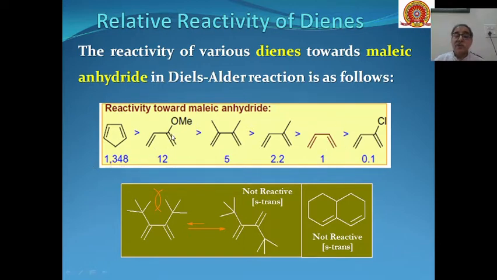Similarly, if you have a methoxy group attached at the second position of the butadiene, then this will be 12 times more reactive than the butadiene itself. Then 2-methyl-1,3-butadiene will be 2.2 times faster than the butadiene. Similarly, 2,3-dimethyl-1,3-butadiene will be 5 times more reactive than the butadiene.